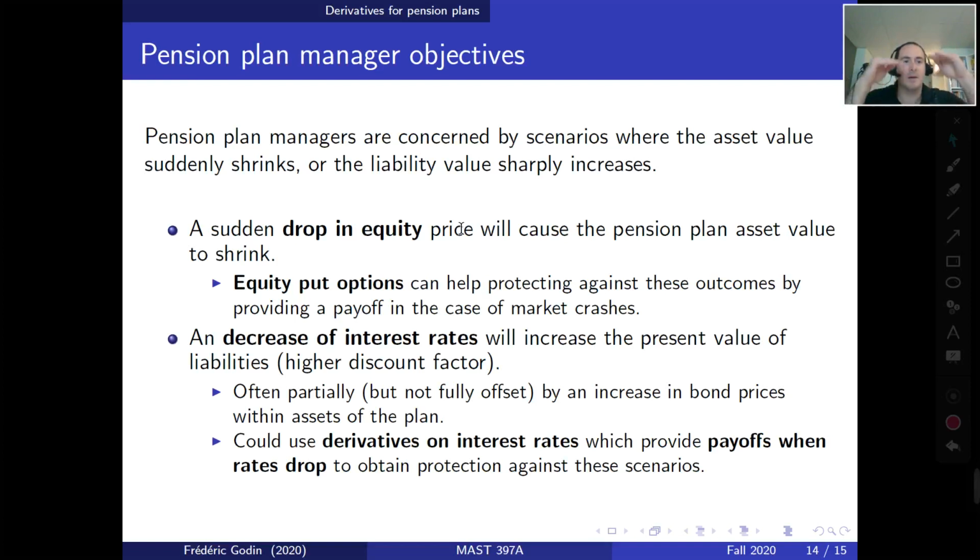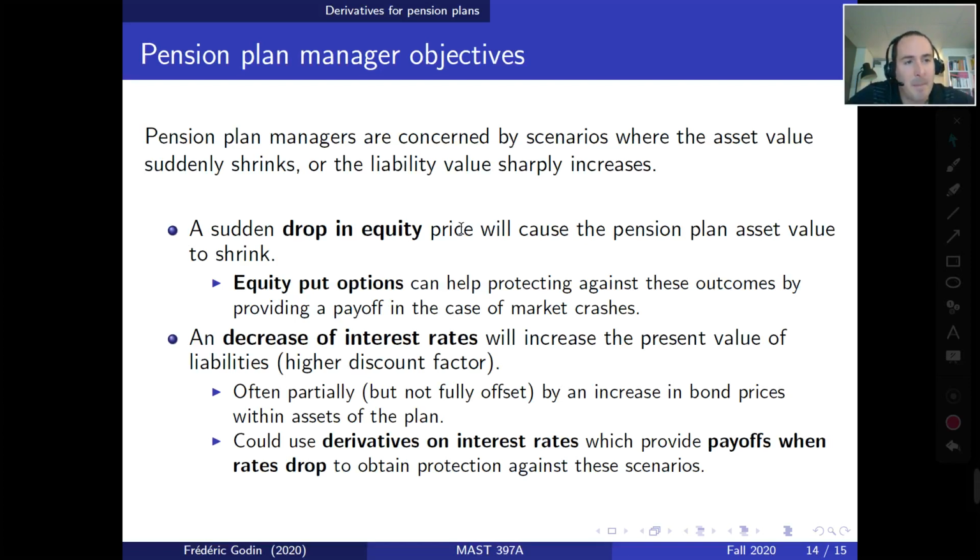Okay, so sometimes they move in a similar direction, but even if they move in a similar direction, one might move more than the other. So if they haven't moved equally, then you're still in trouble because your liability is higher than your asset. Okay, so how to protect the pension plan against these adverse scenarios?